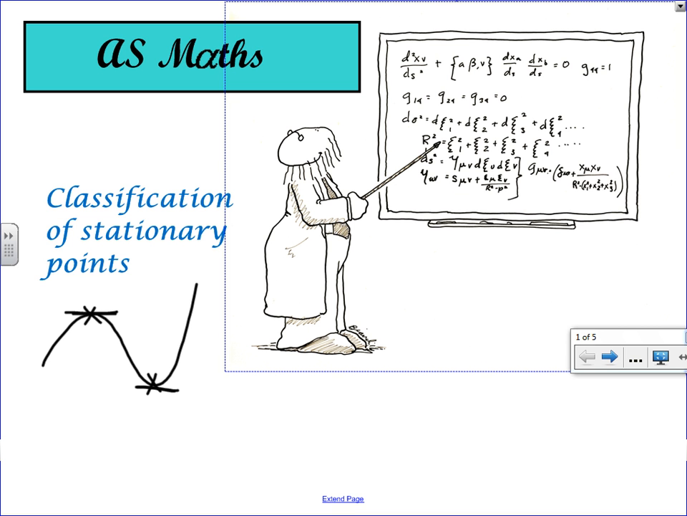And we know, sorry about the drilling, that at a stationary point, at a turning point, the gradient is going to equal 0 at these points. So this is really nothing particularly new from C1. We're looking for points where the gradient's 0.